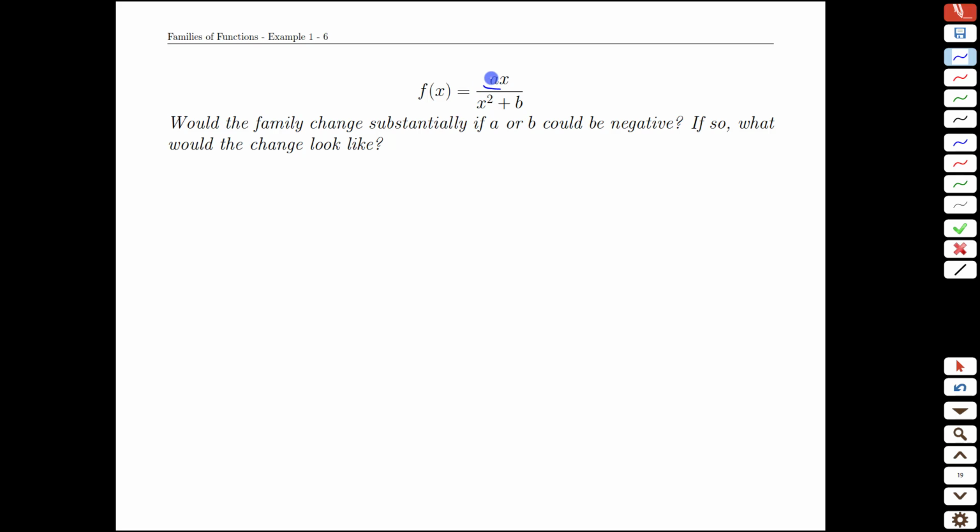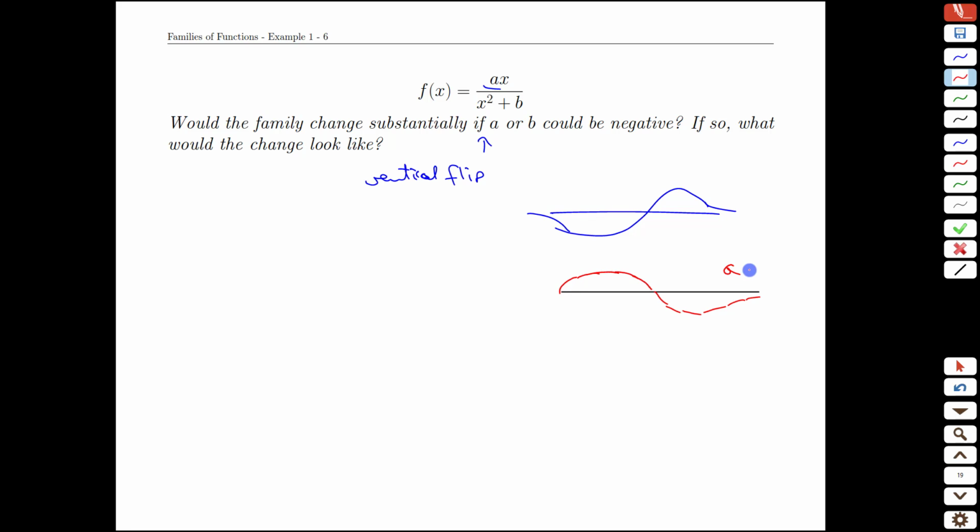Quick note about a and b being possibly negative. Certainly we talked about a being negative before. That would create a vertical flip. And so that would change the character of the graph from this kind of shape to a shape where it goes down first and then comes back up. So that would be a negative.